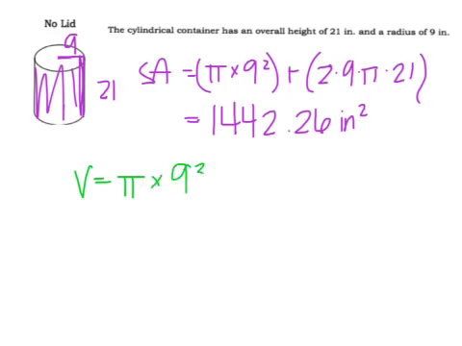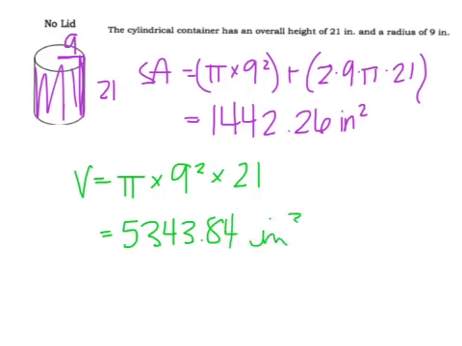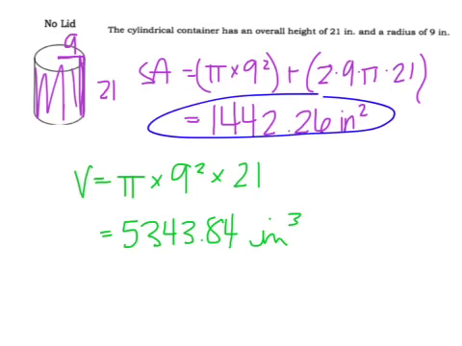For the volume, we know our volume formula, so we're going to take pi times my radius squared, or 9 squared, times the height of 21. When I solve, I end up with a volume of 5,343.84 cubic inches. So notice that both of these measurements are rather large.